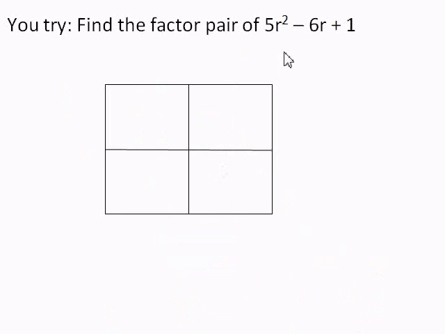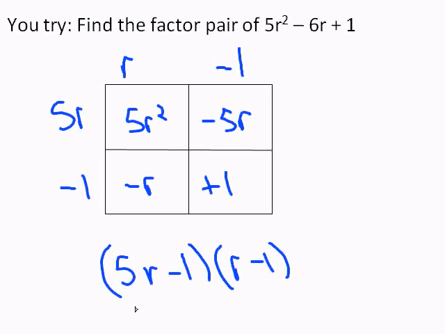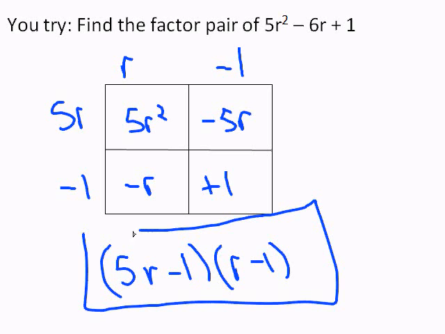All right, go ahead and try to find the factor pair of 5r squared minus 6r plus 1, pressing pause and pressing play when you're ready to see the answer. Now this one should have been a lot more straightforward because 5r squared only had one pair of factors, 5r and r, and positive 1 could either have been 1 and 1 or negative 1, negative 1. So I got 5r minus 1 and r minus 1 as my factor pair.